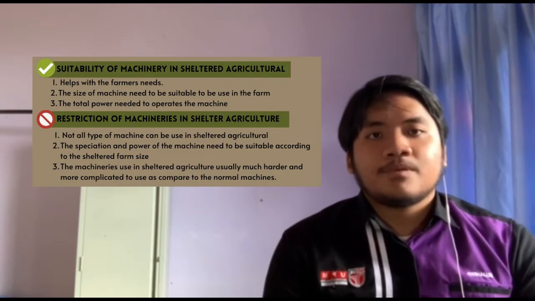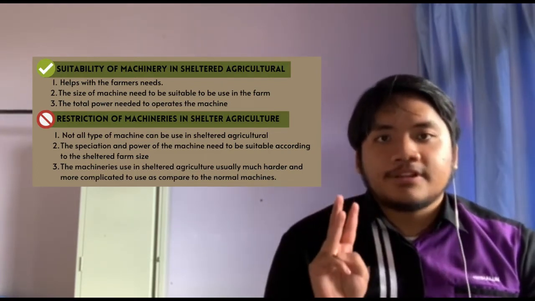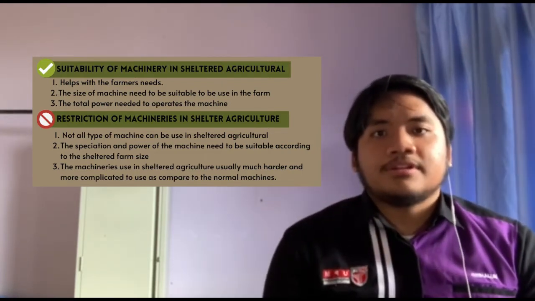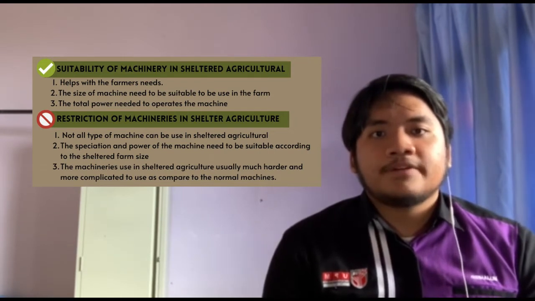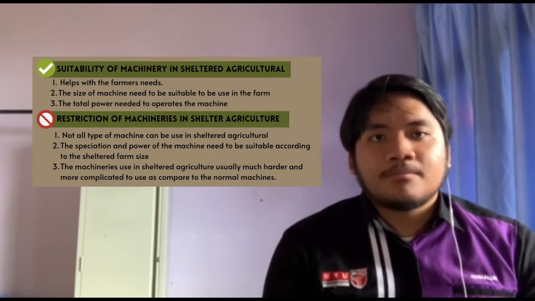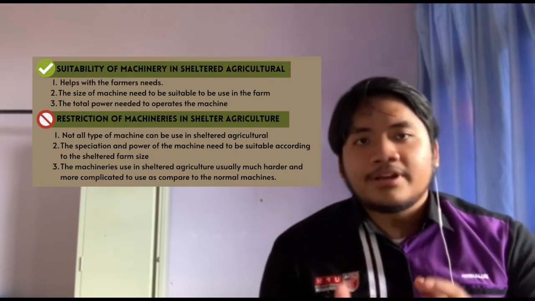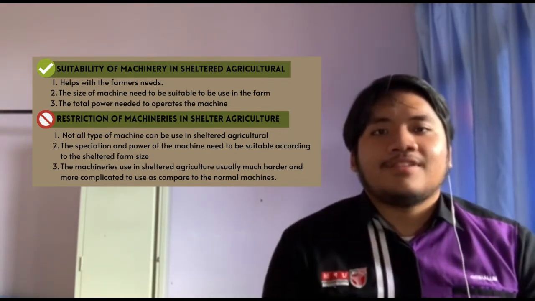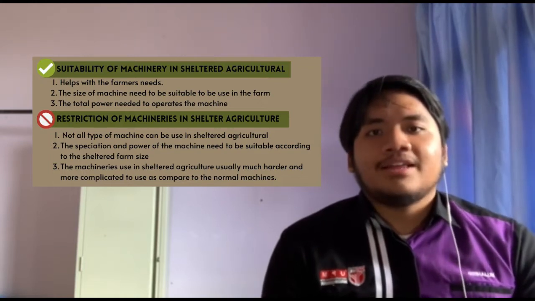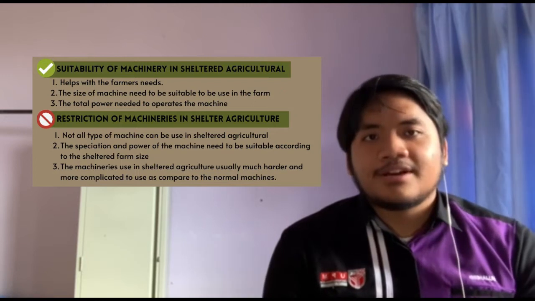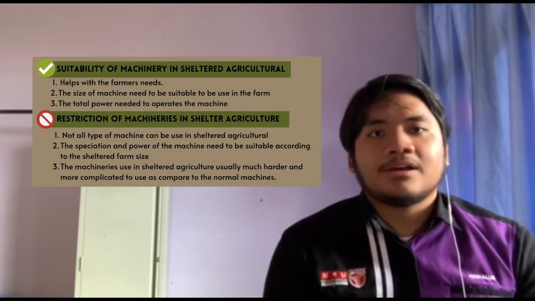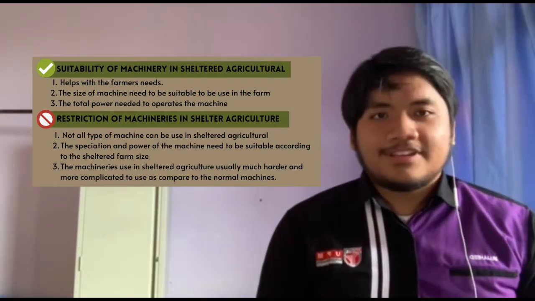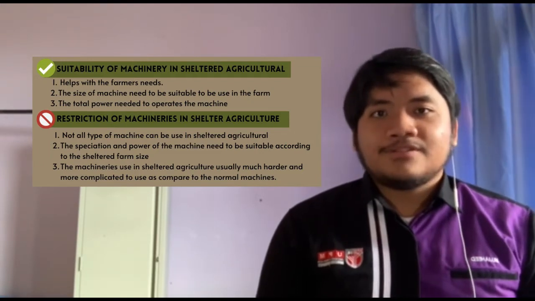So the size of machines used in sheltered agriculture are usually smaller as compared to the open type of farm machine. The third and the last one is we need to know that the total power needed to operate the machine in our farm is different between the sheltered one and the open type one, due to the smaller size of land used in the farm and the smaller size of machine used in sheltered agriculture as compared to the normal agriculture farm. Okay, now we're gonna proceed with the restriction.